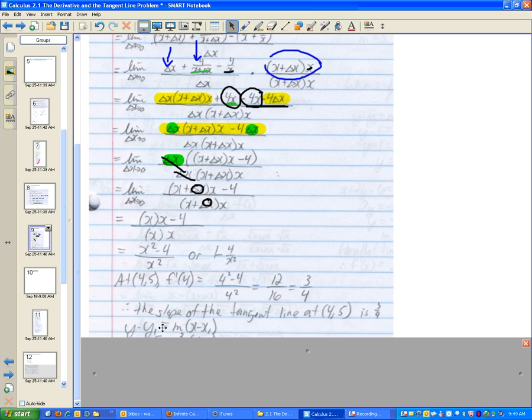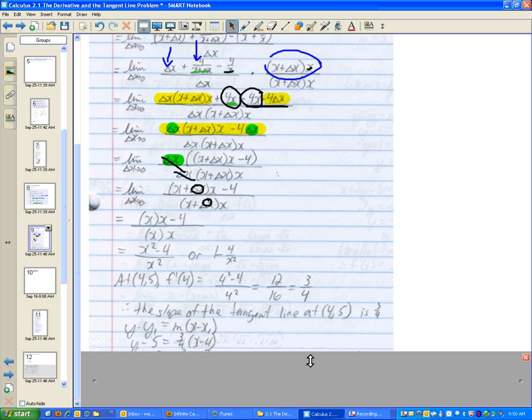So use y minus y1 equals m times the quantity x minus x1 and substitute in. So that's y minus, and then y1 means the y coordinate of your point, so y minus 5, equals m, that's what we spent all the time finding, m is the slope, 3/4, times the quantity, x minus, and then x1 means the x coordinate of your point.